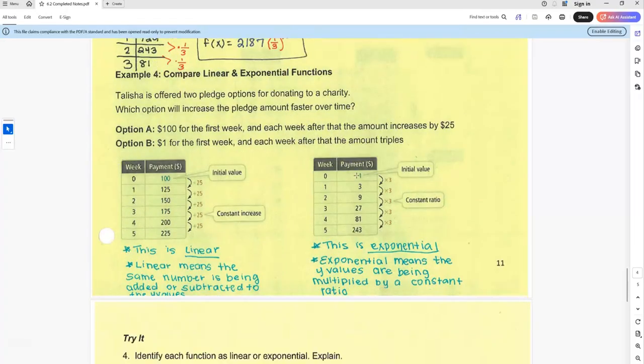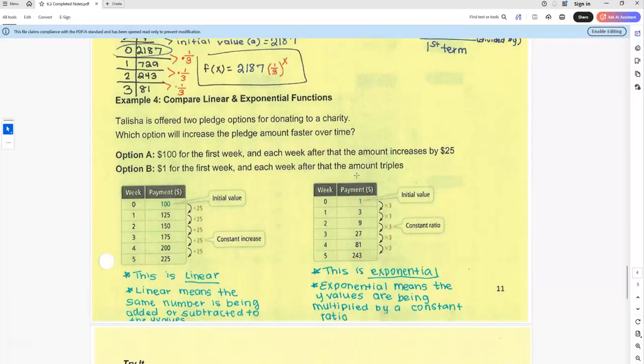The last thing I'm going to talk about really quickly is the difference between linear and exponential. Linear means you are adding the same number or subtracting the same number over and over and over again to those y values. So this right here is a linear table. Exponential is when you are multiplying something by the same number over and over and over again.